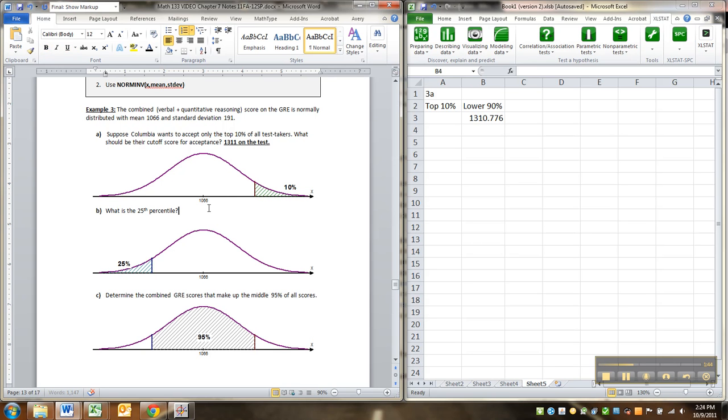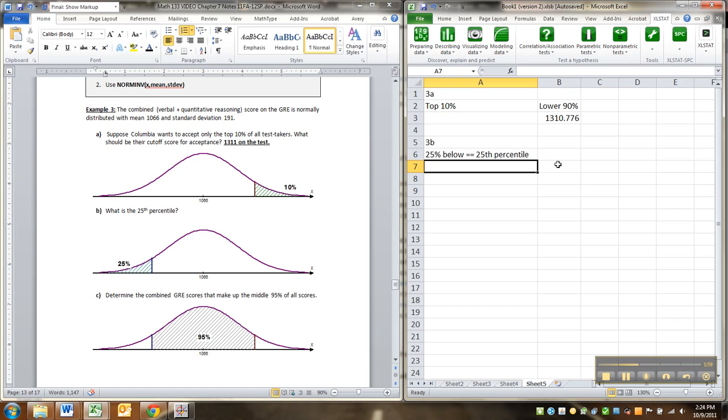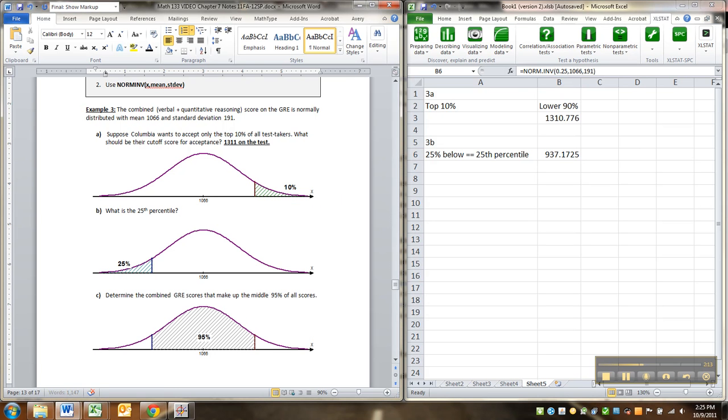Okay. What about the 25th percentile? Well, remember, percentile by definition is below, right? So 25% is below you would make the 25th percentile. All right. Well, that means that we can just find that equals norm inverse. The proportion below you is 0.25, 1066, 191.